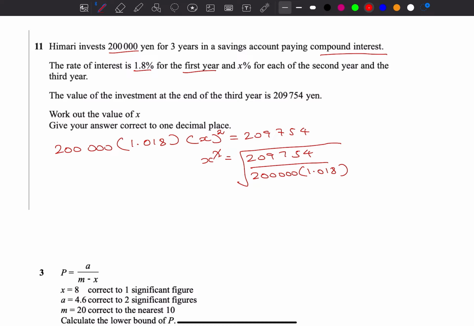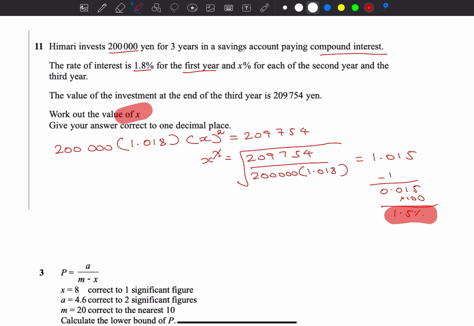1.018. And if you do that, you will get 1.015, the answer to 3 decimal places. Then what do you do? Always take away 1, which is 0.015, times it by 100, which will give you 1.5%. And that's the answer. X is 1.5% to 1 decimal place.